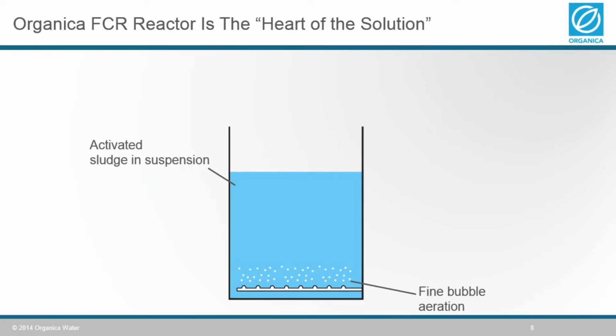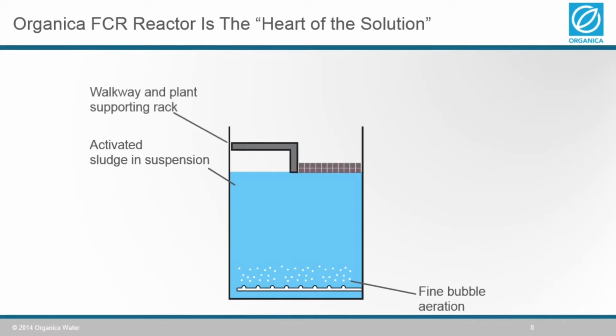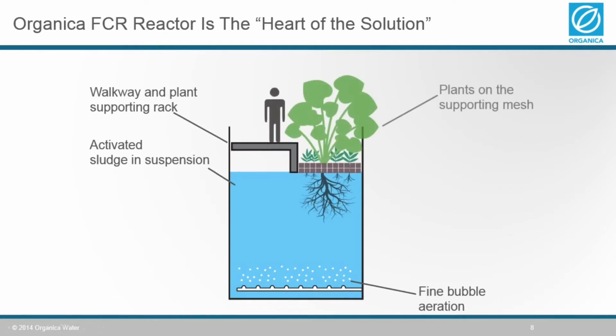We generate this attached growth biomass by placing plant racks into the reactor, and therefore the plant roots grow down into the reactor. We don't actually rely on the plants to do the treatment, but the plant roots become a surface area for the fixed film growth to occur.